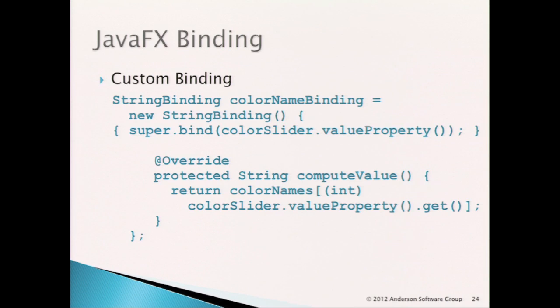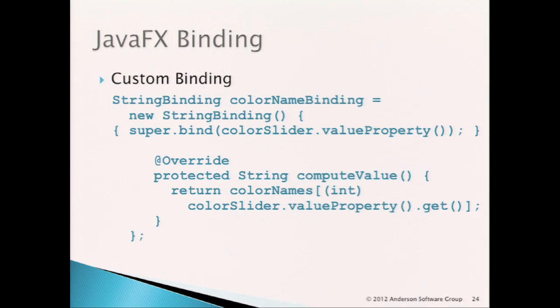So this is how your custom binder works when you can't use the Fluent APIs or any of the others. What you do is you new your StringBinding object and you give it the name, colorNameBinding, and then in the constructor you call super.bind to provide the dependency. And in this example, we're saying that when the value property of the color slider changes, then this computeValue method will be called. So you override this method, and that will be a callback now.